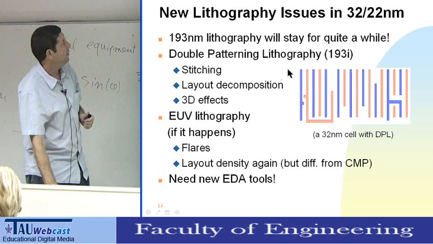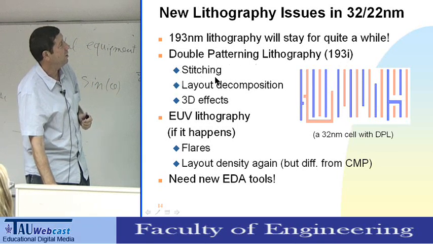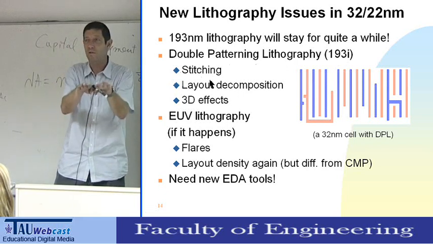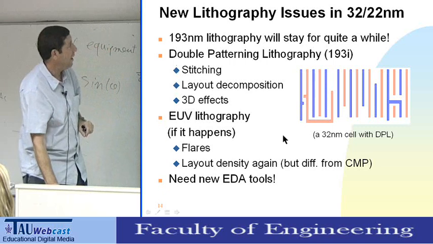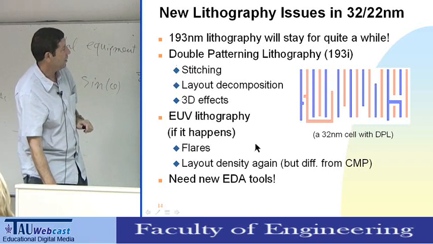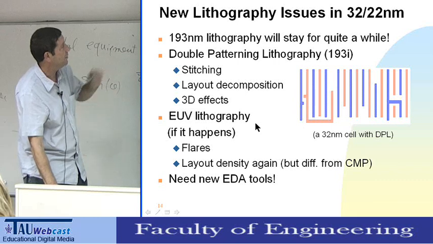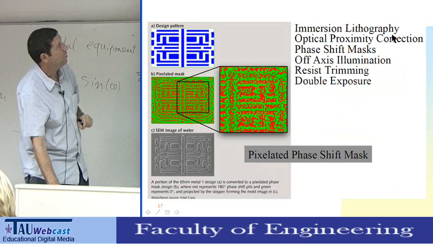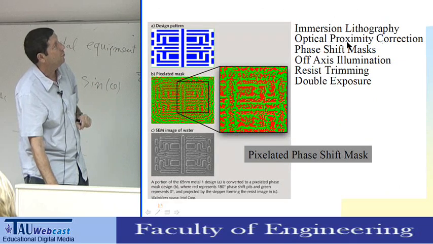Double patterning seems to be going strong. Stitching means when you take two patterns and stitch them together. Layout decomposition, you look for 3D effects, and I'm going to talk again about UV lithography, so let's skip to the next one. I'm going to talk about immersion lithography. I'm going to talk about optical proximity correction, phase shift mask, off-axis illumination, resist trimming, and double exposure.